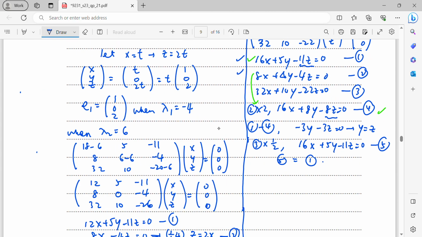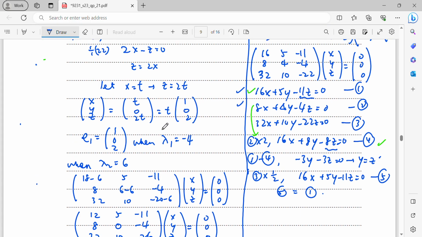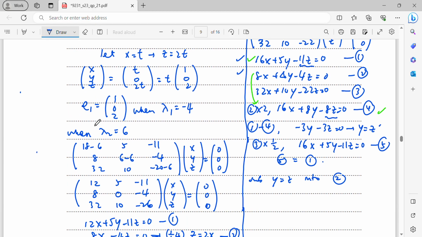Alright. So therefore from here, I have the y equals to z. So now I need to find out what is my x. So I will substitute y equals to z into the first or second equation. I substitute into second equation to get the x. So I will get 8x plus 4z because the y has been changed to z. Then here minus 4z equals to 0.